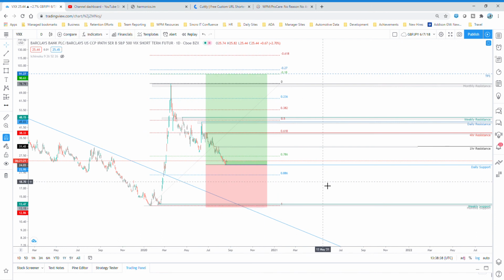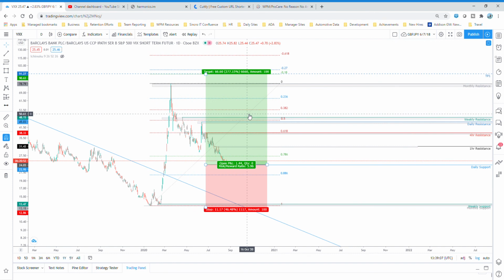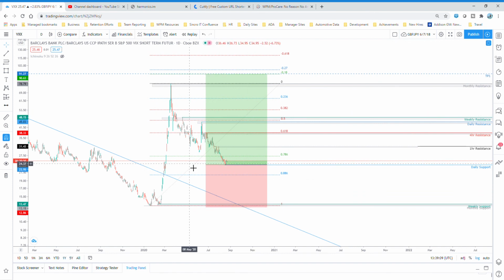Definitely do your due diligence on the fundamental side of it. Look at your board of directors, your leadership within the organization, and the financials to make sure that all of that makes sense. But from a sheer technical perspective, this looks like a good possible opportunity to take a look at. So that's the breakdown of the Barclays Bank, the possible opportunity that is there. So take a look at it.